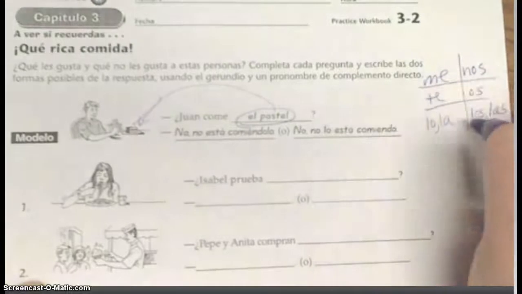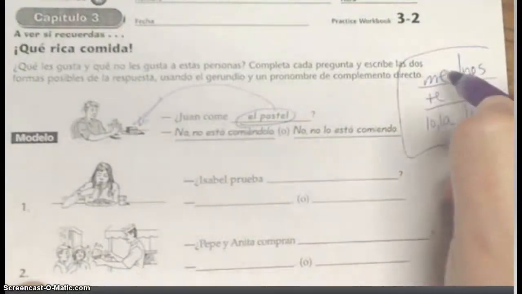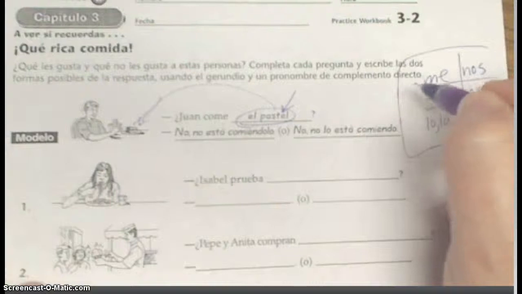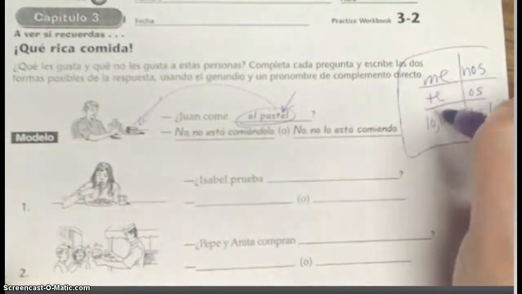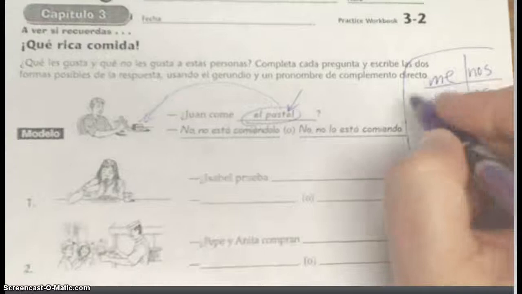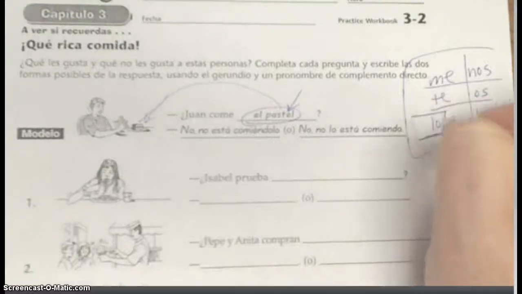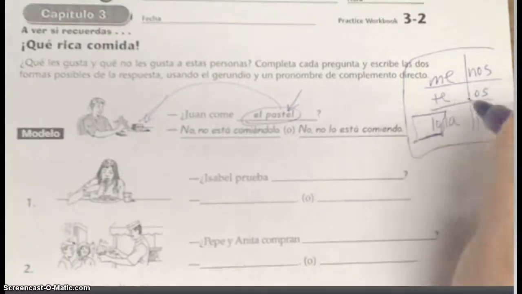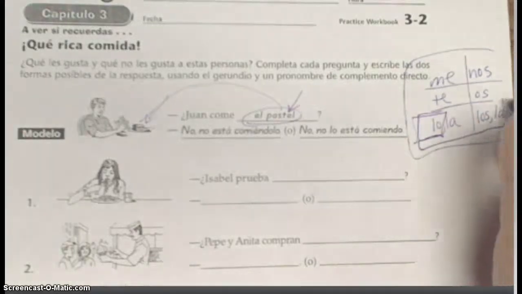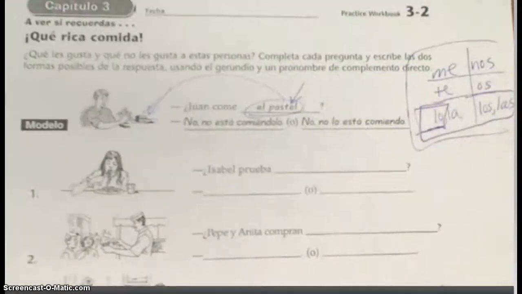And then if I'm looking at this chart over here, is it going to be me? No, because I'm not the person that Juan is eating. That would work in a zombie movie. Te, you're not being eaten by Juan either. He's eating the cake, and that is masculine and singular. So if you haven't noticed this trend yet, what you should notice is that it's really just these bottom boxes that are going to get used the most often.